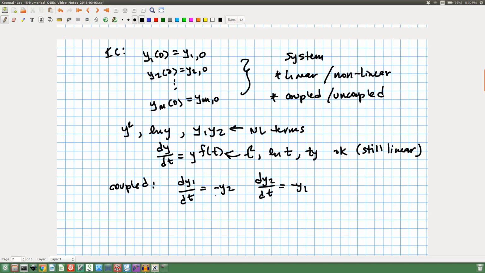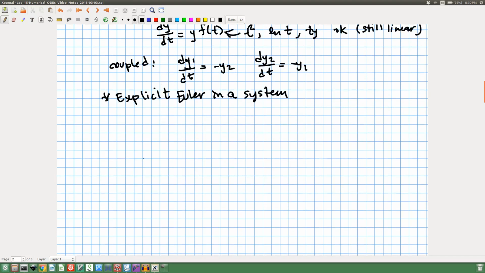And we can also do explicit Euler in a system. It's kind of terrible handwriting, apologize. Okay, in a system, and it looks the same if we use vector notation.